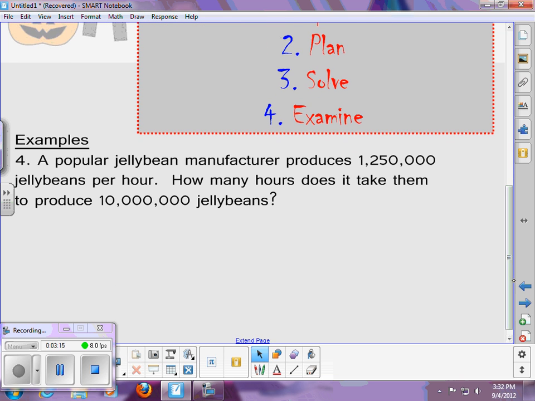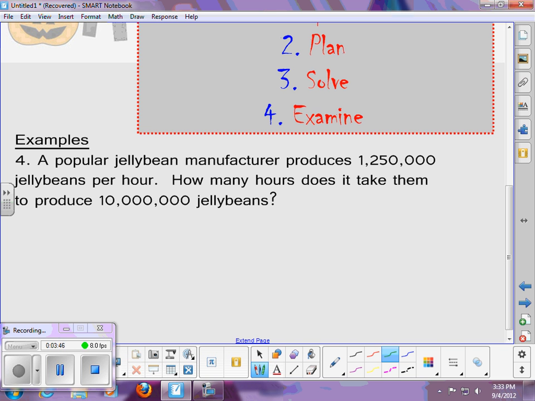Let's try that 4-step plan here in problem number 4. A popular jelly bean manufacturer produces 1,250,000 jelly beans per hour. How many hours does it take them to produce 10 million jelly beans? So, we've done step 1. We've explored. Now step 2, let's come up with a plan.